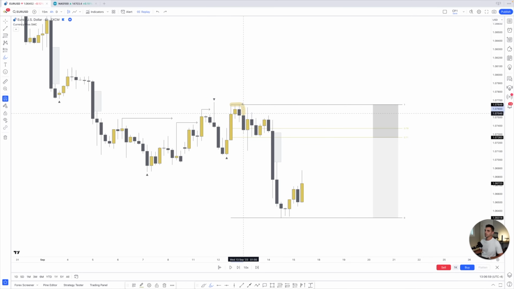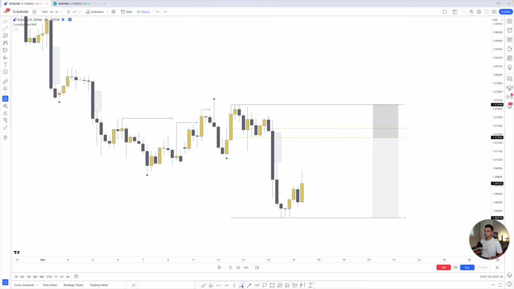Now, once we failed to make that high, you can see we started moving very abruptly to the downside, and that's when we left behind this imbalance and this order block here, right? So all of these things combined, that's what tells me I need to be taking a short trade here. It's like building up a story in anticipation for something else to happen next, right?